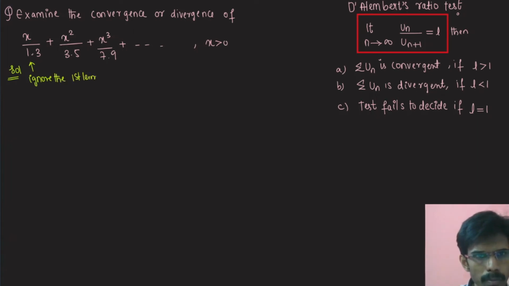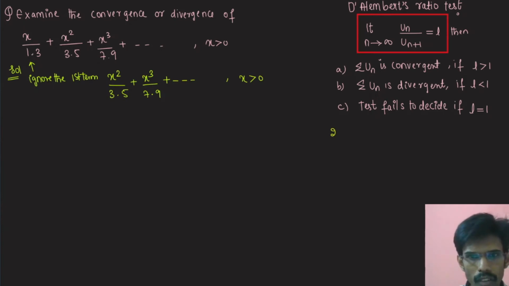Ignore the first term. Then we have x square by 3 point, that is 3 into 5, plus x cube by 7 into 9, plus and so on up to infinity, x greater than 0. Now see the powers of this x. We have 2, 3 and so on. All these are in arithmetic progression.